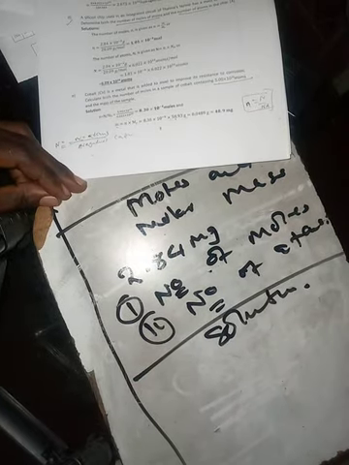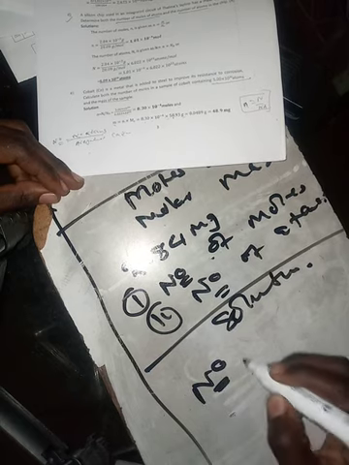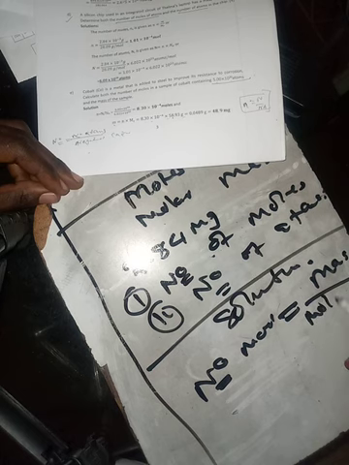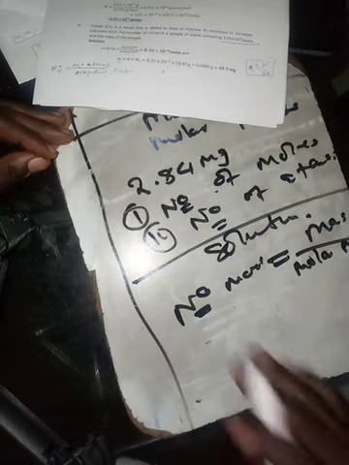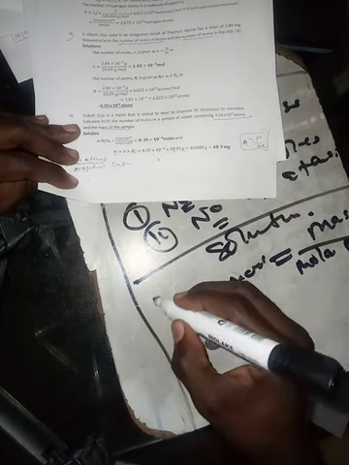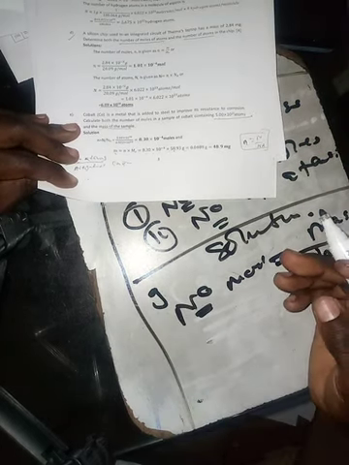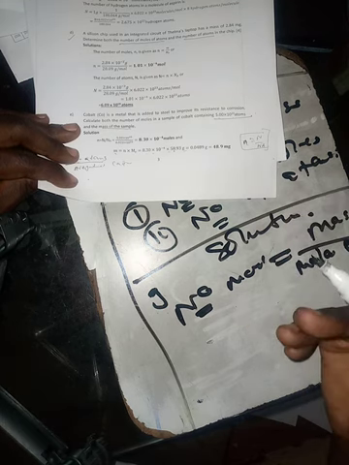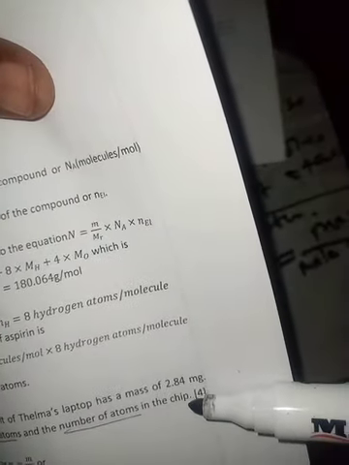How do I go about this one? We know the general formula: number of moles is equal to mass over molar mass. Now, this mass is the one that has been given. First, observe the units of the mass. Mass must always be in grams, not kg, unless in physics, where we deal with kg. But in chemistry, we deal with grams. So if it has been given in milligrams, as in this one, convert it to grams.